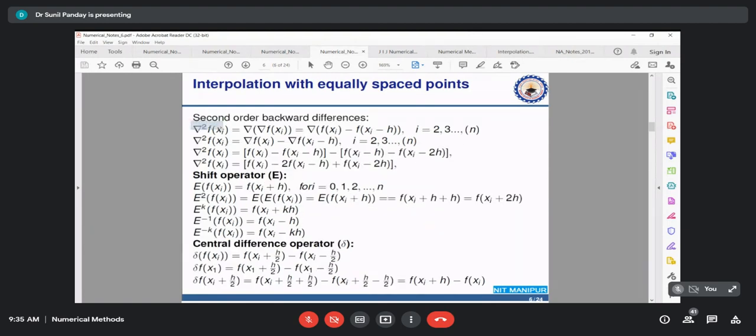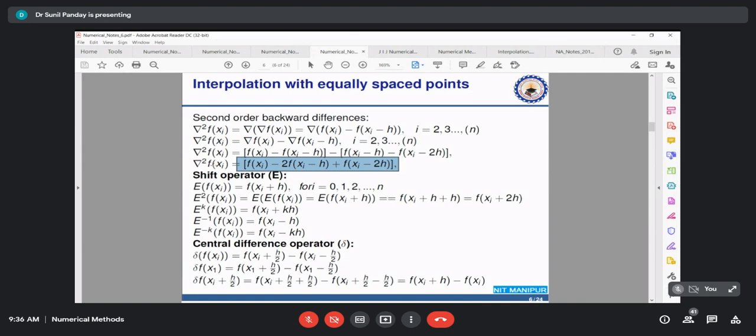Again, we have second order backward differences also. The second order backward difference is applying the nabla operator 2 times to f of xi. So one time operation will give you this one, f of xi minus f of xi minus h, and then you distribute this nabla to each of these values, you will get this one. And then you apply the definition of this nabla. The nabla of this will give you this one, and nabla on this will give you this one, and after simplification you will get this one.